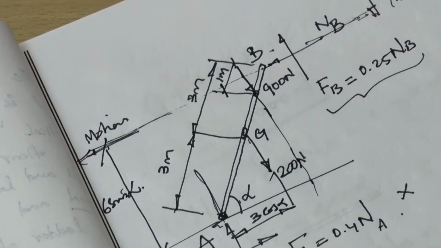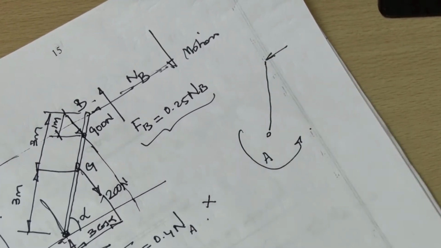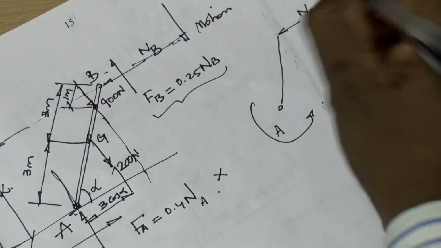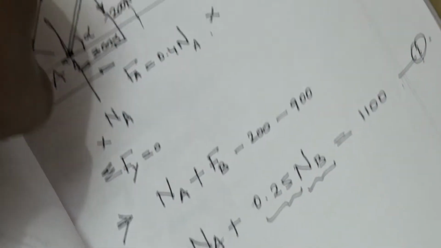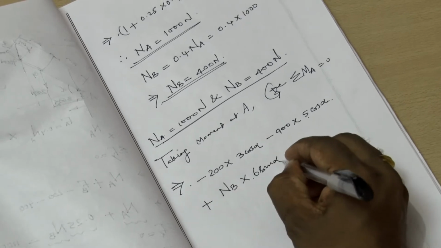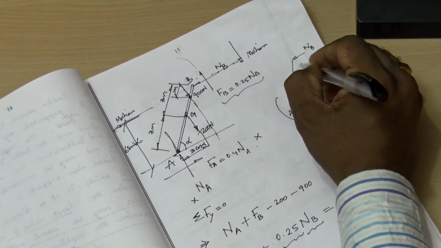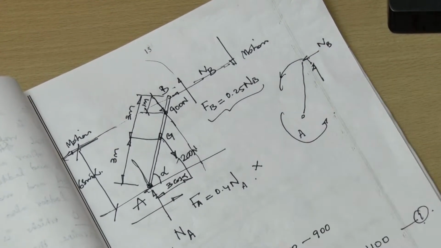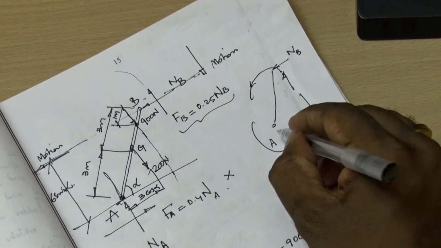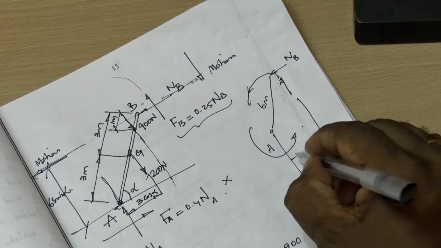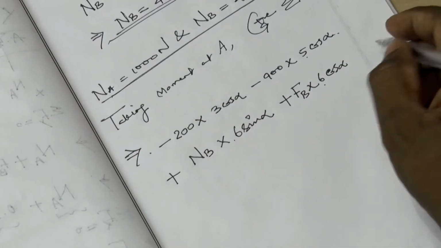So this direction is, let us say A is here and we have this point, so we get counterclockwise. So NB counterclockwise positive, NB multiplied by this distance, 6 sin alpha. Once again we have FB. This force also leads to counterclockwise, so positive FB multiplied by the total distance of 6 meter, so this distance is 6 cos alpha horizontal.